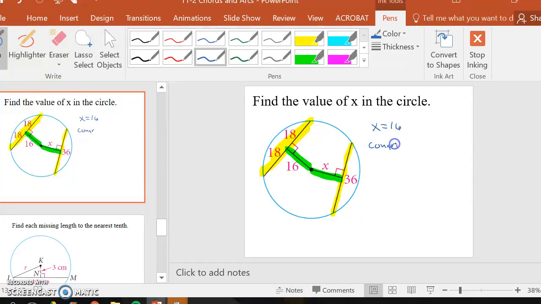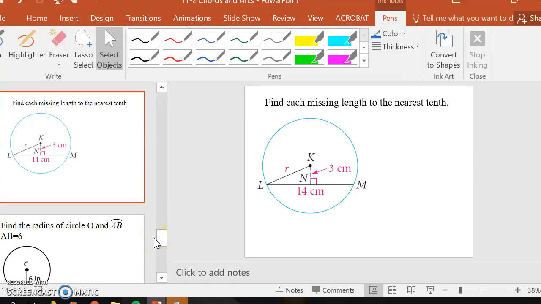congruent chords are equidistant from the center. All right, and that is the theorem we use. Okay, move along.